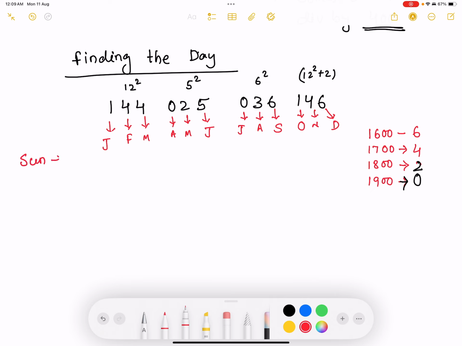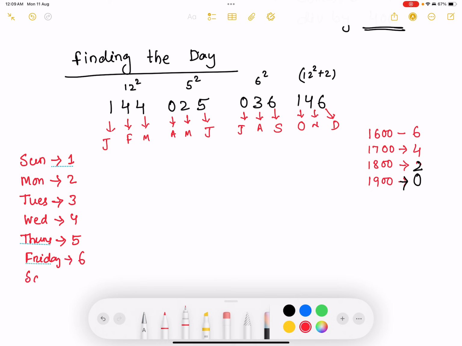Now my days will always start with Sunday. Sunday is 1, Monday is 2, Tuesday 3, Wednesday 4, Thursday 5, Friday 6. Then Saturday, 7? No, 7 will not come. 7 will be 0. I'll tell you why.